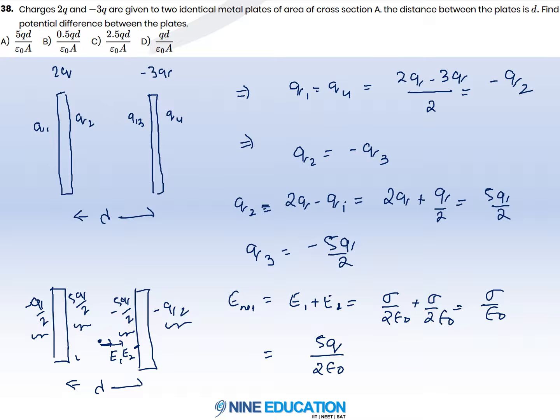Now the relation between field and potential: if this is point A and this is point B, we know VA minus VB is E times d. So the potential difference becomes 5qd by 2 epsilon naught A. So which option is correct? This option is correct.